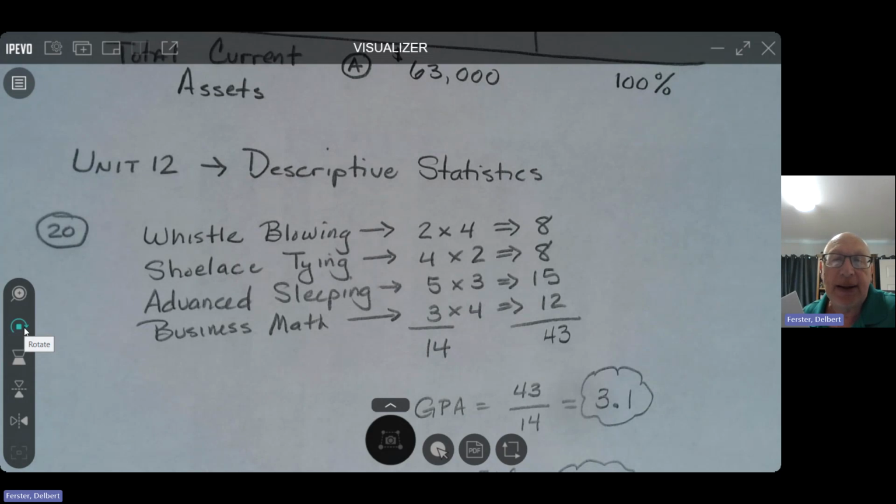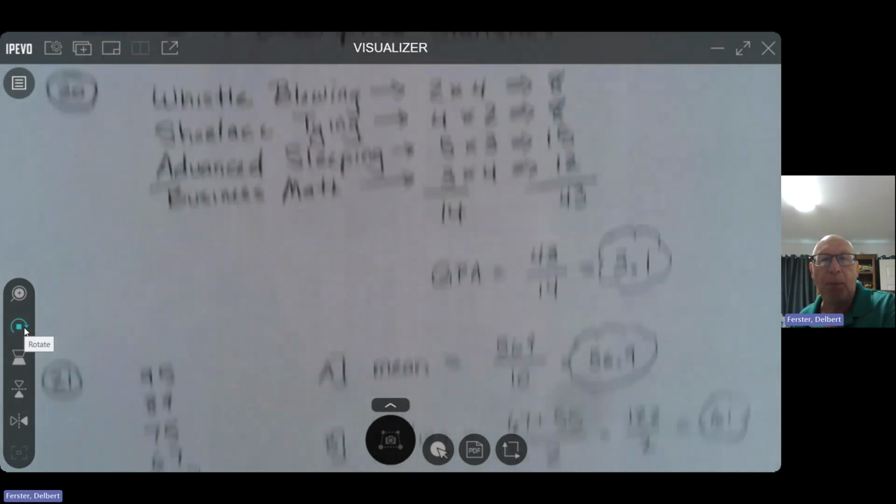So he probably didn't make Dean's List, but man, he got a serious boost there on whistleblowing. That was pretty impressive, snagging that A. And a B in advanced sleeping helped the old GPA as well. 3.1 takes care of problem number 20.